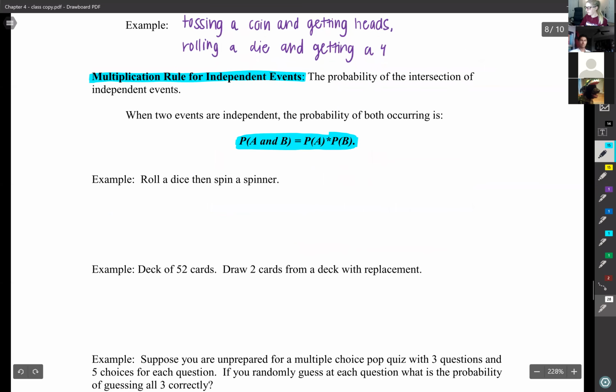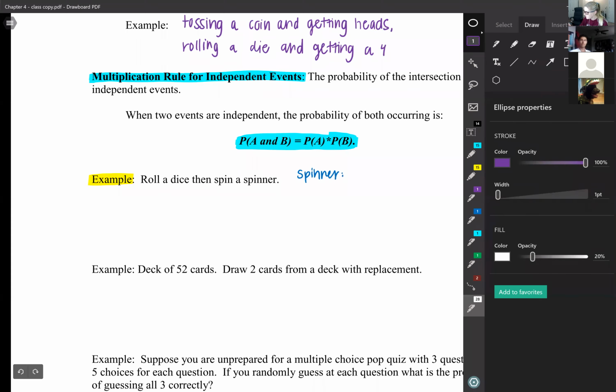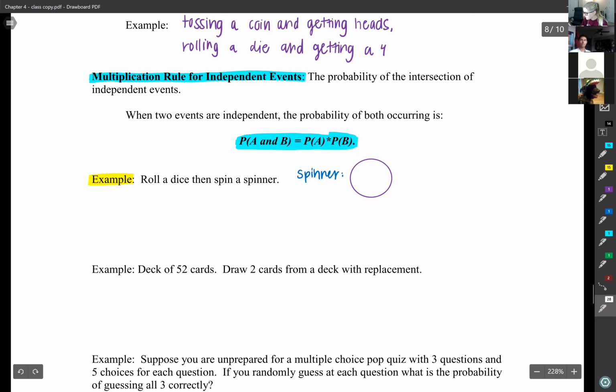So let's do this example. It's rolling a die and then spinning a spinner. I'm going to draw for you what our spinner is going to look like. Say it looks like this. We'll say there are 4 possible things we could land on when we spin it, and that's A, B, C, or D. So we're going to roll a standard 6-sided die and then spin a spinner right after.